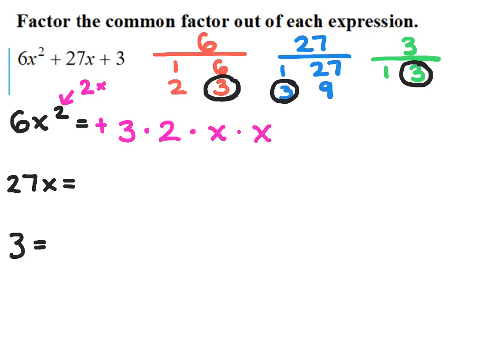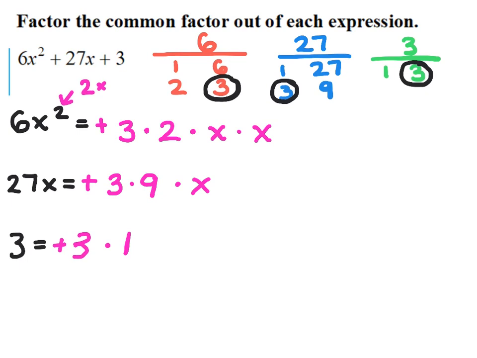For 27x, I'm going to rewrite it's positive. The greatest common factor is 3. When I do 27 divided by 3, from up here I get 9, and this means that there's only one x. Our last one, 3, is positive. The greatest common factor is 3, and when I divide by 3, I get 1. And there's no variable, so I leave that part blank.